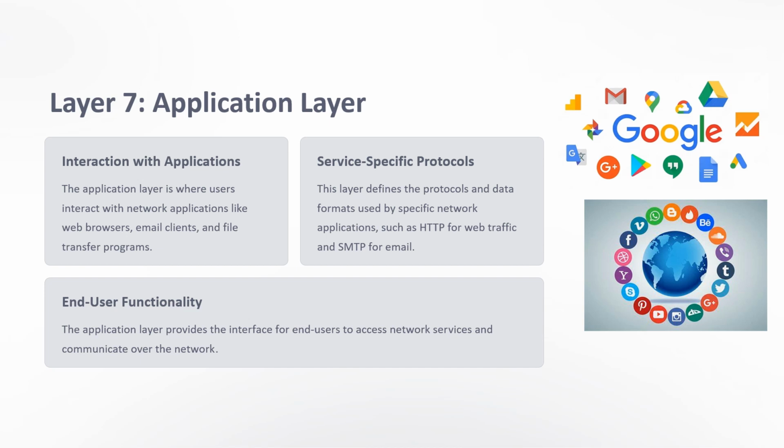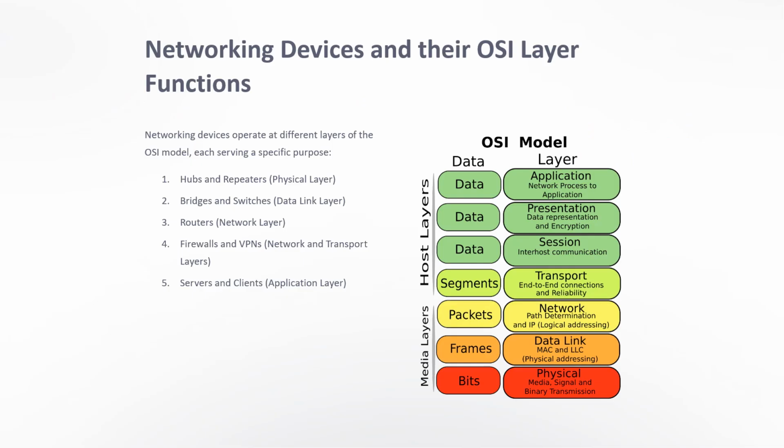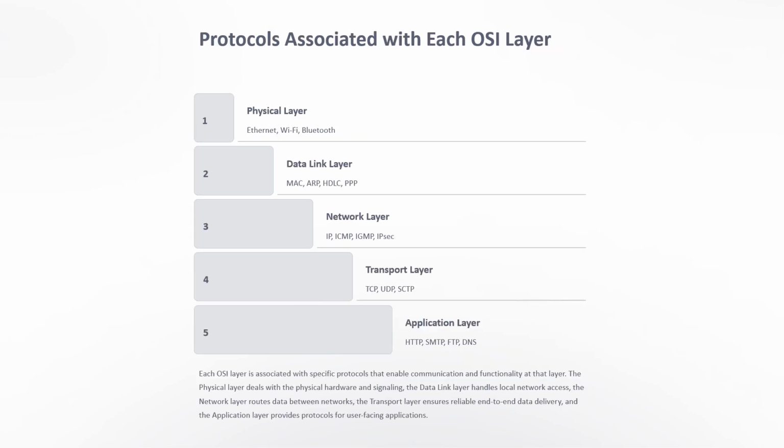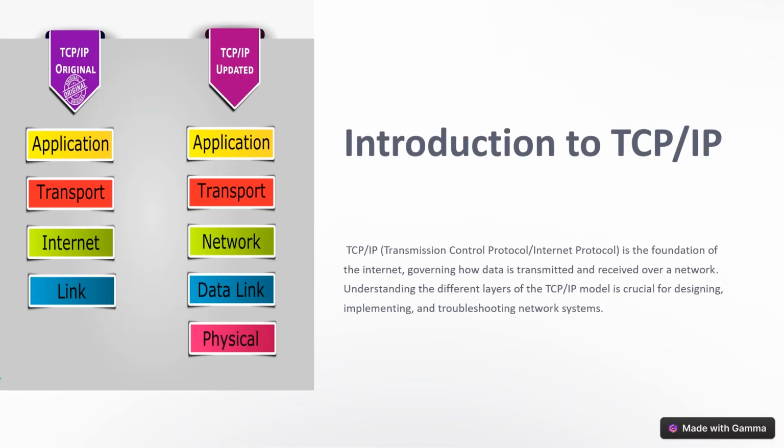Now we have discussed all the 7 layers of the OSI model. Now we will be studying one more model. Here are the details about different devices and different protocols which are involved in the different OSI layers. Here we are going to learn about the TCP/IP model.